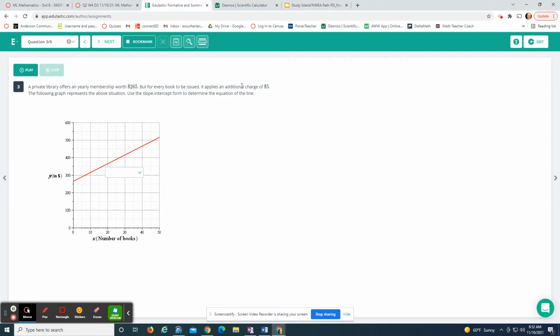So 265 or 5, which one do you think is the slope? It's the 5. It's the one that's going to be a constant charge. It's charging it for every book. So we're going to start y equals 5. If you look at your choices, you've got 2 that start y equals 5. Only one's got 265 in it, and it's going to be that one.